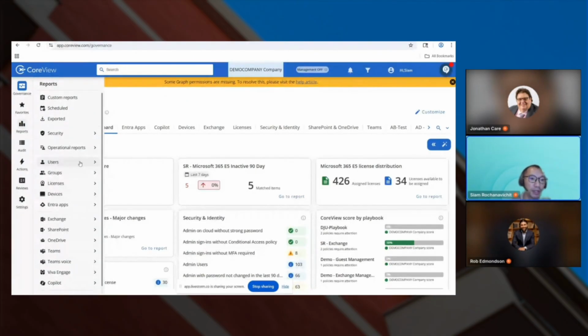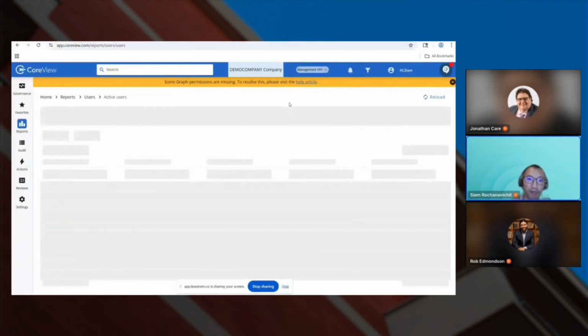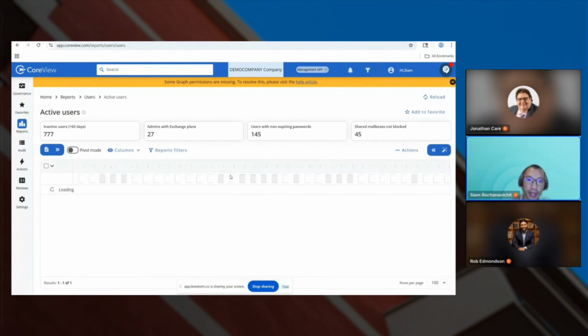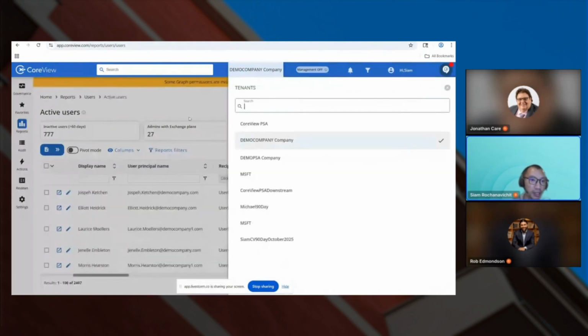CoreView reads and records data on your users or groups or licenses, devices joined to Azure AD, managed by Intune, your service principals, Exchange Online mailboxes, SharePoint Online site collections, OneDrive, Teams, and so on and so forth. CoreView is a one-stop shop reporting, management, governance, automation platform to manage everything within that tenant. And again, it works from a multi-tenant perspective. So if I needed to go to any other tenant, I could.